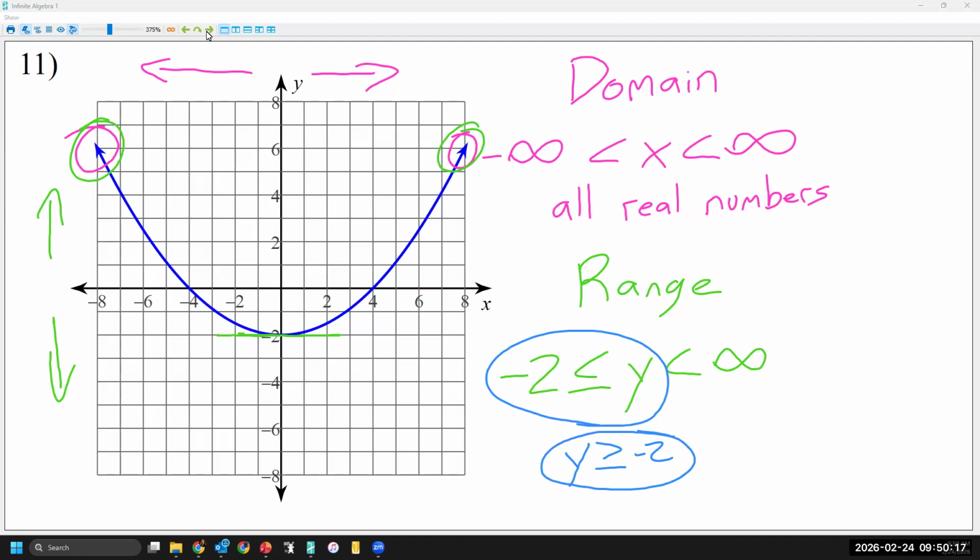All right. So look at number 12 next. So we got our last one to do. So if you haven't tried number 12, pause the video and try number 12 on your own.